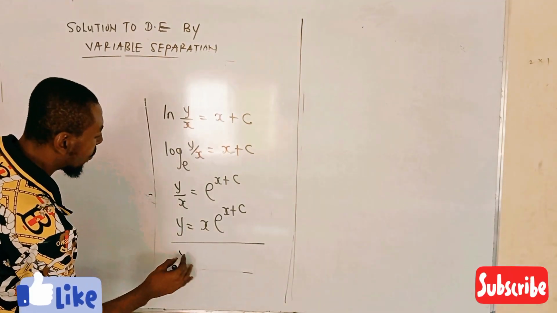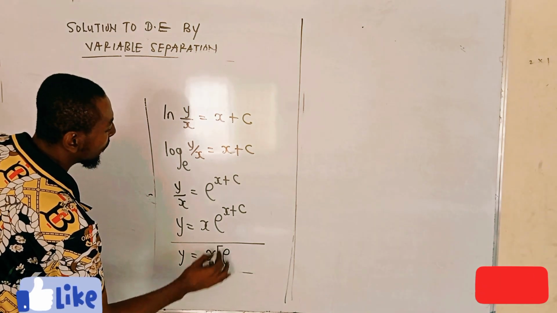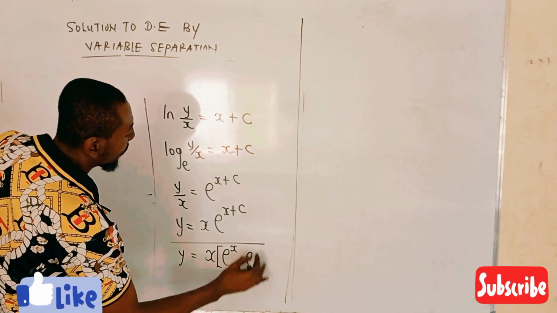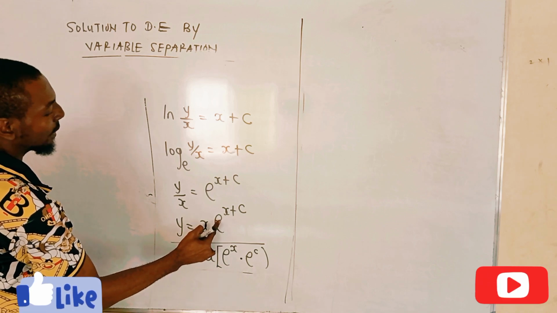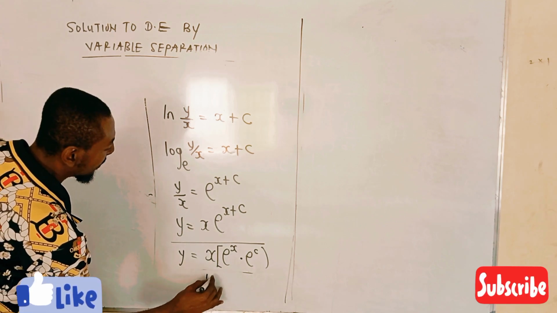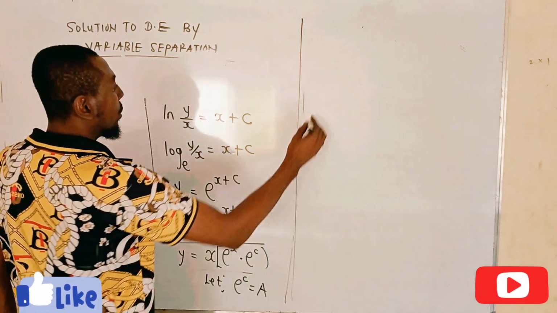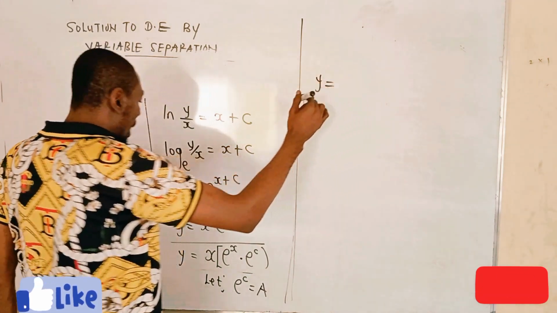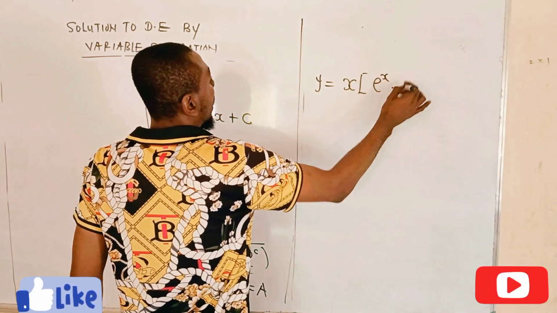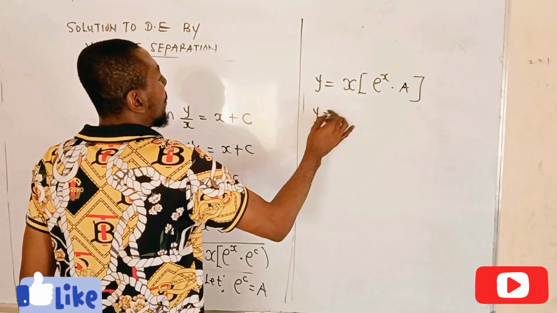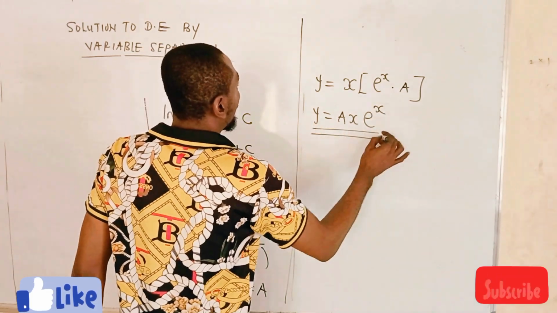Can anybody say y equals x e^x · e^c? When e is common, you can get to this level. So with this, one can say let e^c equal a, so that y will be equal to x times e^x times a. Finally, y will be equal to a x e^x as the final answer.